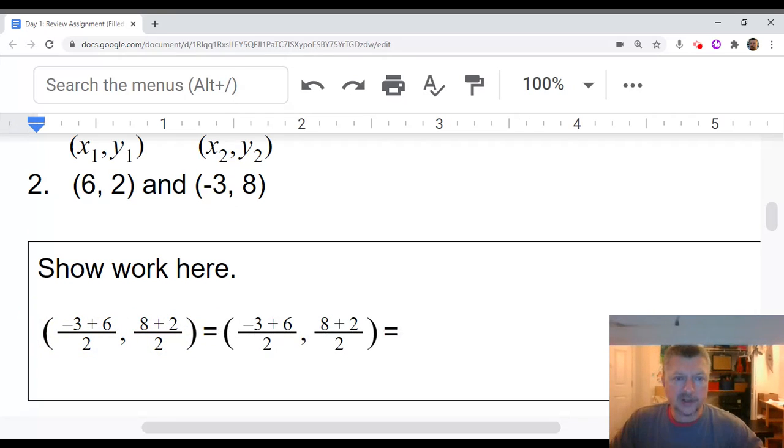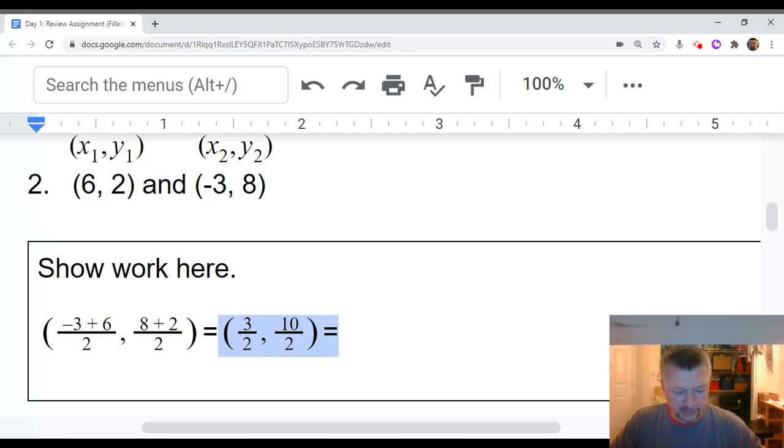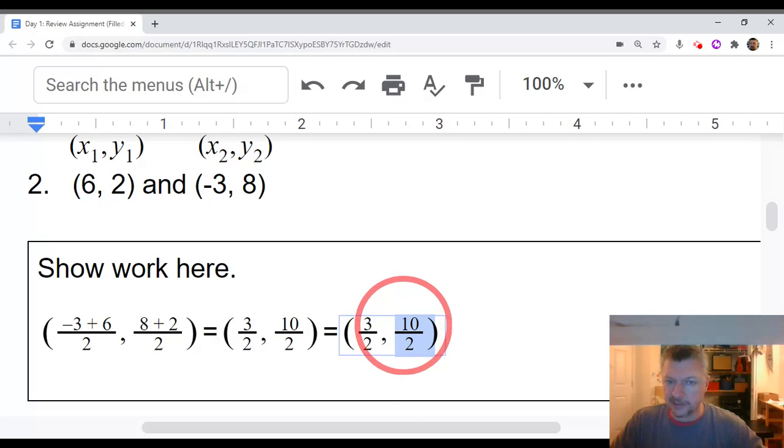All right, copying and pasting again. Negative 3 plus 6 is 3. 8 plus 2, 10. We're not done yet. I'm going to copy it again. Control C and then Control V. We could leave 3 over 2 like this, but we can't leave 10 over 2 like this because 10 divided by 2 is 5. That should be 5.